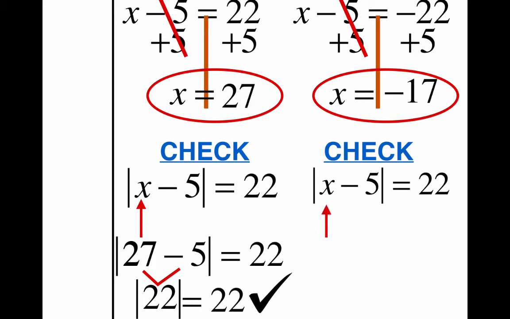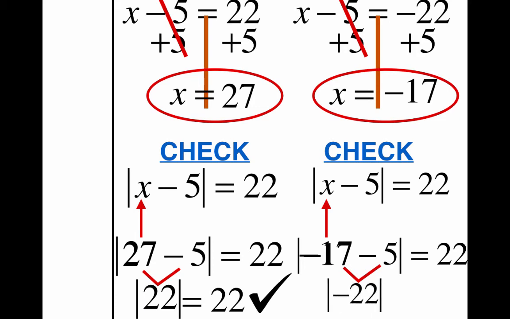This time for the x, we're going to put in negative 17. So it's going to be the absolute value of negative 17 take away 5. Well, negative 17 take away 5 is negative 22. And the absolute value of negative 22, of course, is 22. So check, check. So we're looking good now. Both of our answers worked. So not only have we shown all of our steps, but now we've also checked all of our steps.